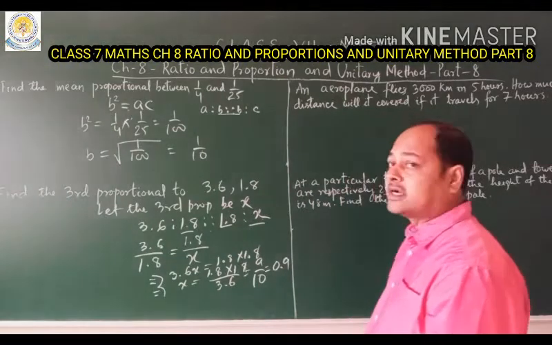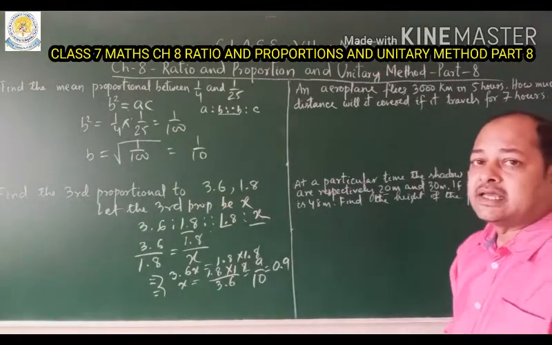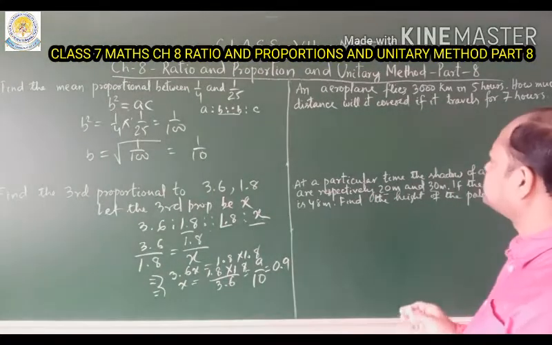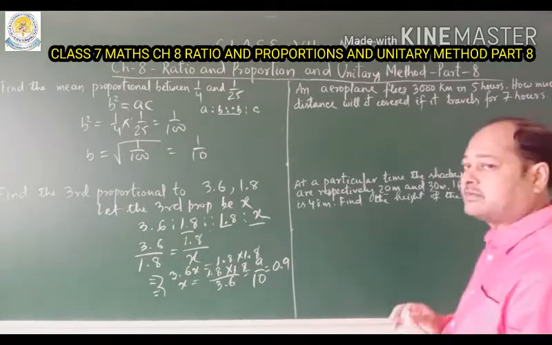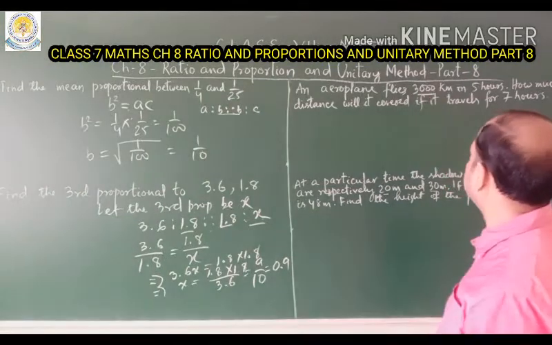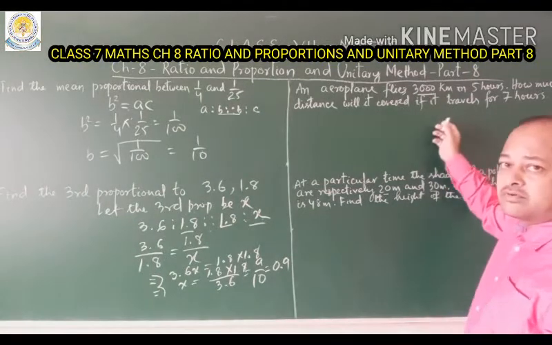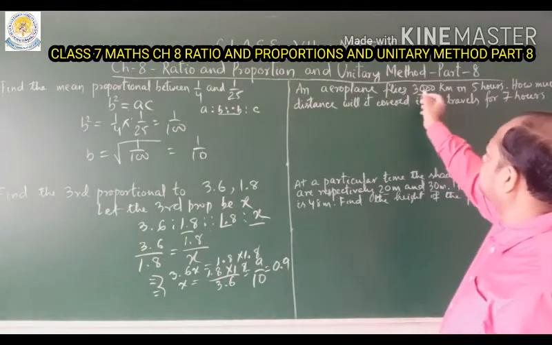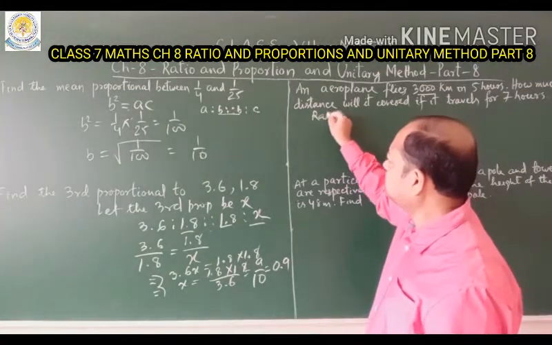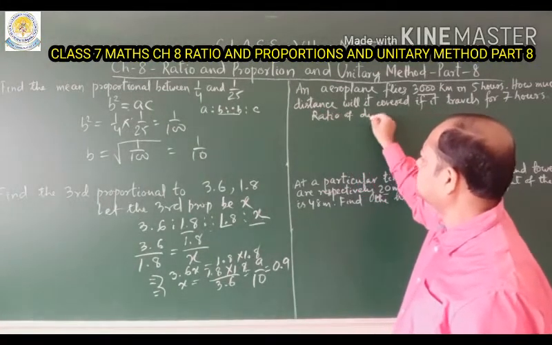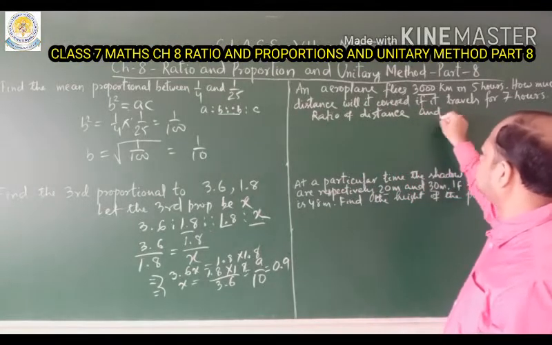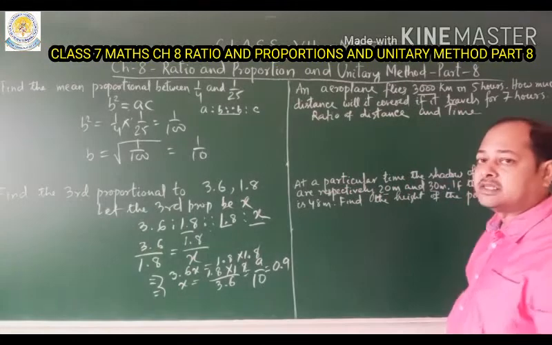Now look at the next question. An aeroplane flies 3000 km in 5 hours. How much distance will it cover if it travels for 7 hours? So what ratio is coming? One distance, 3000, is given, and another distance we have to find out. For the 3000 distance the time is 5 hours. So it is a case of the ratio of distance and time.